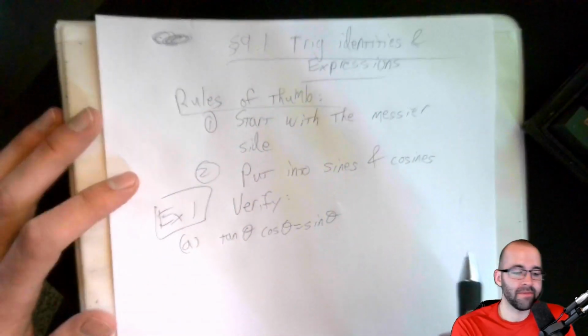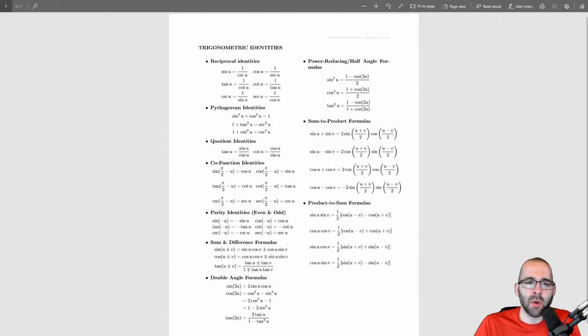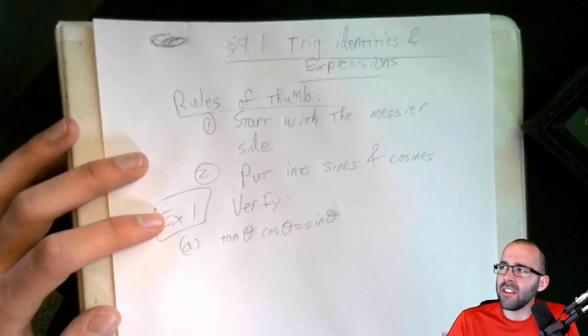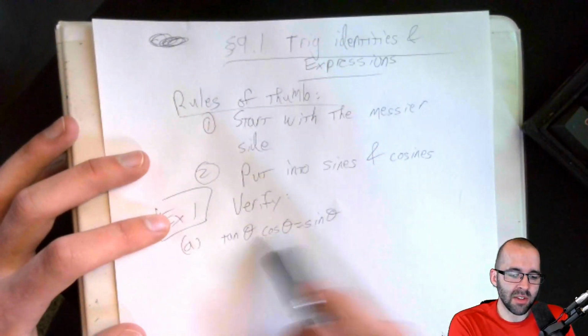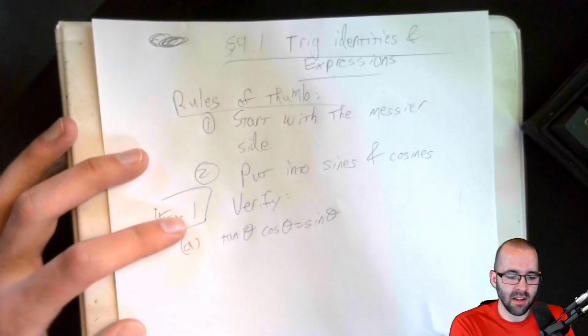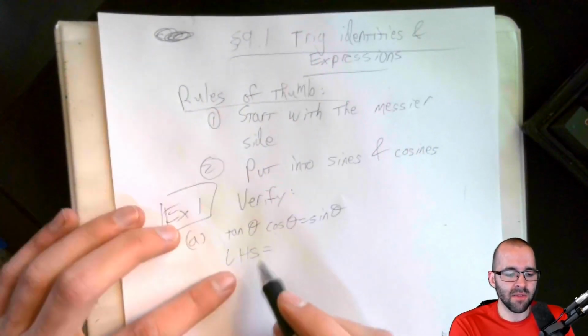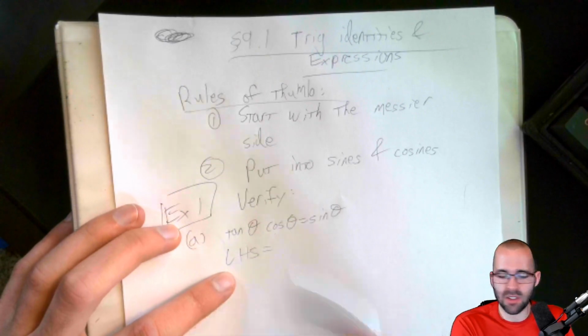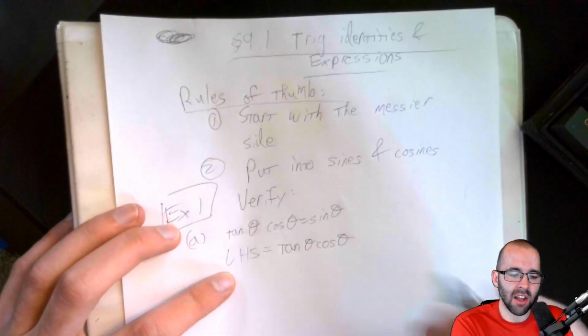And so we just pull out our identity sheet, see what's going on. But even before we pull out the identity sheet, let's go back to our rules of thumb. Start with the messier side. Well, which one's the messier side? The left-hand side. So we're going to start with the left-hand side. This is an abbreviation that I like to use. The left-hand side is where we're starting, LHS. And that's the tangent of theta times the cosine of theta.